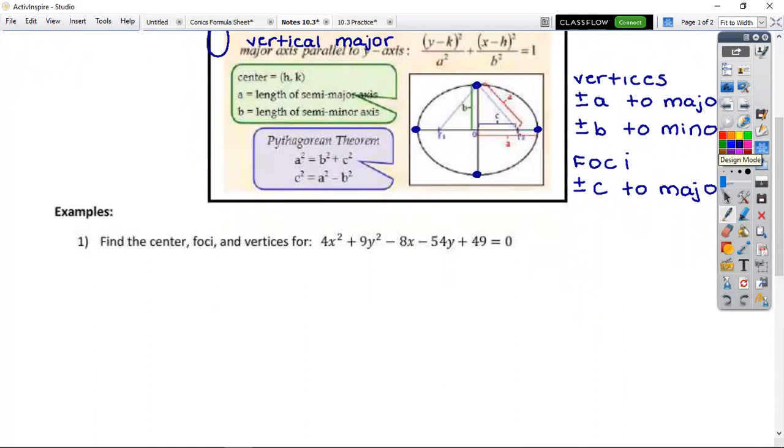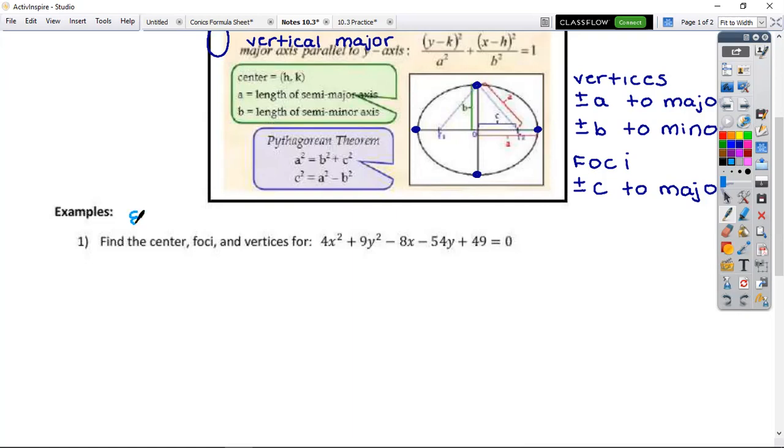So number 1, our task is to find the center, the foci, and the vertices for this equation in general form. Now, I want you to get comfortable identifying what these are. So if you look at your formula sheet, I want to figure out if this is a circle, ellipse, or parabola at this point. So you're going to look at the A and the C values. Are they equal? No, one's 4 and one's 9. So this is going to be an ellipse.